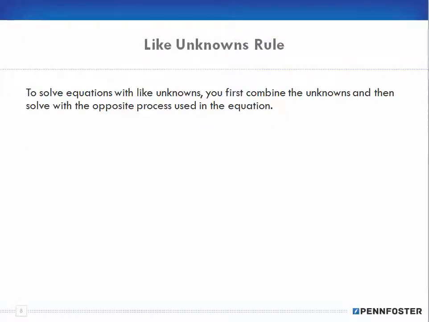Like unknowns rule. To solve equations with like unknowns, you first combine the unknowns and then solve with the opposite processes used in the equation. Let's say I have something like 5x plus x is equal to, say, 30.